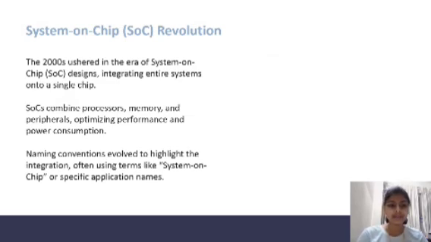Let's come to the system on chips revolution. The 2000s ushered in the era of system on chip designs, integrating entire systems onto a single chip. System on chip combines processor, memory, and peripherals, optimizing performance and power consumption. Naming conventions evolved to highlight the integration, often using terms like system on chip or specific application names.